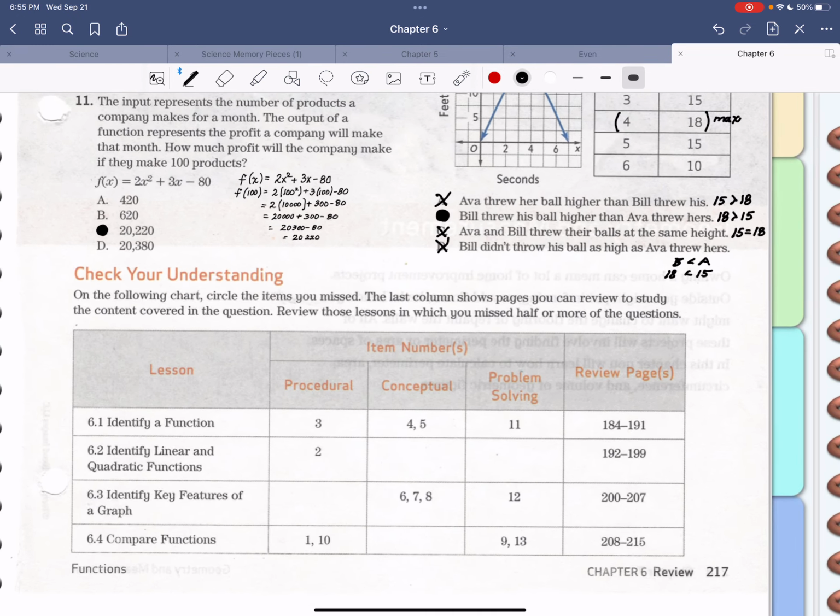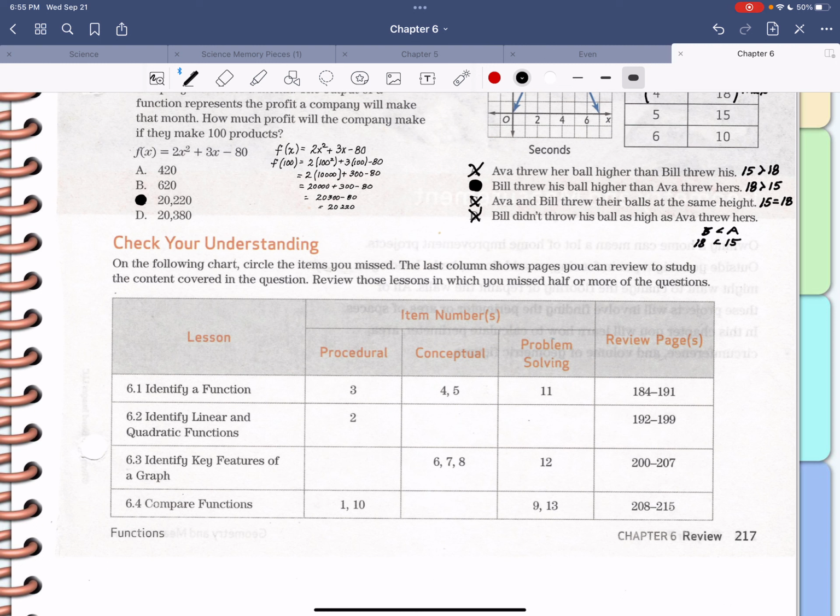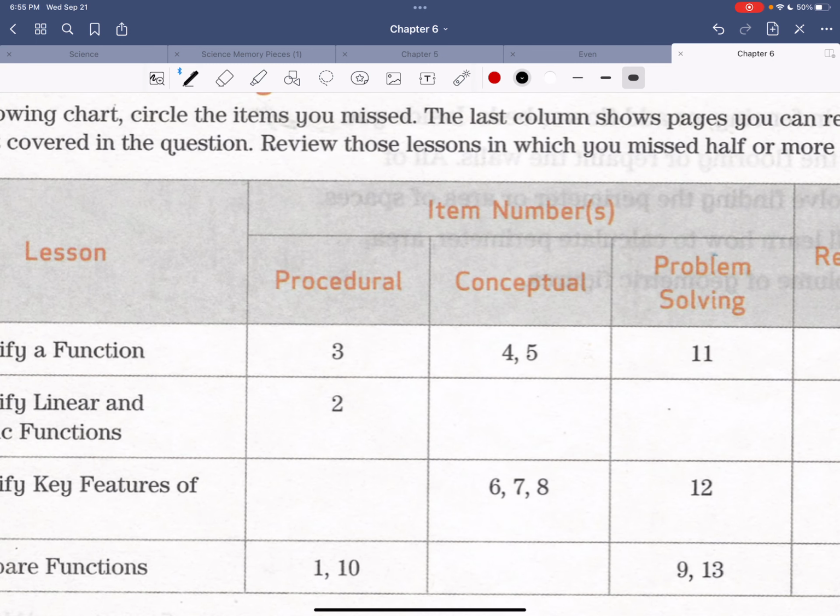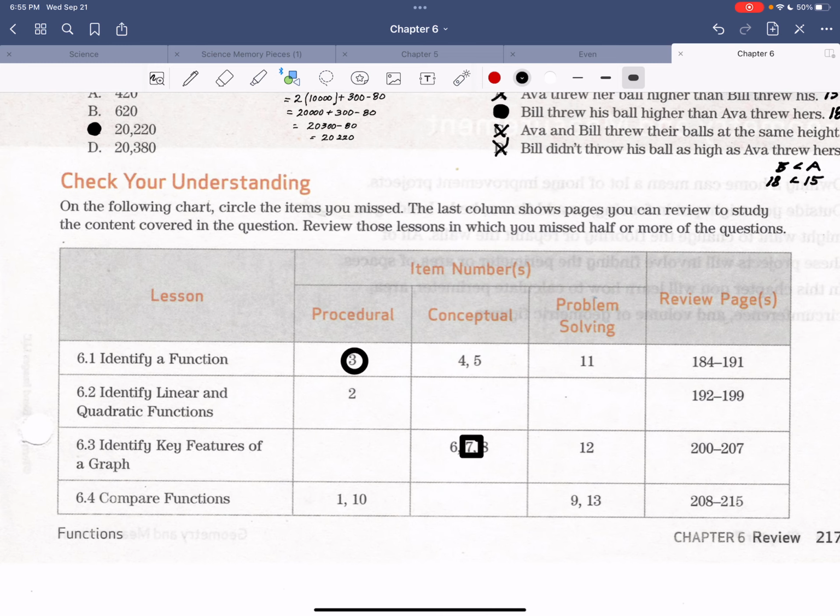At the bottom of this page, it says to circle the items you missed. So, for example, if you miss questions 3 and 7, you would circle the 3 and you would circle the 7. The last column shows pages you can review to study the content covered in the question. Review those lessons in which you missed half or more of the questions. So if you missed half, you need to review it.